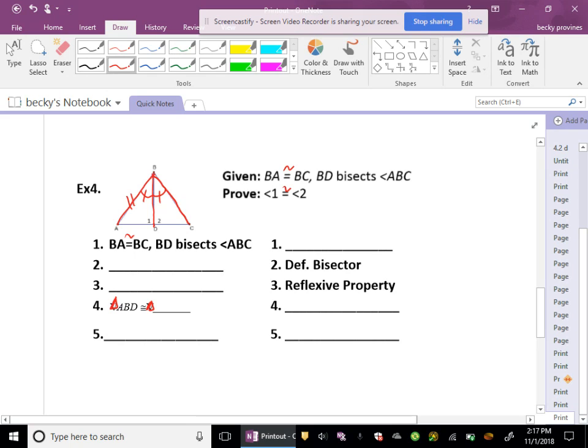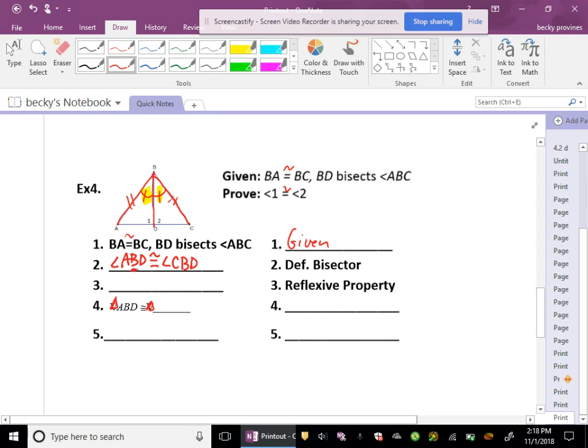AB is congruent to BC. And all of this is given. Now, I already have it on my picture, but I need to put it within the proof what the definition of bisector told me. The definition of bisector told me that these 2 angles I just highlighted in yellow are congruent. So let's label those and use 3 letters. So that would be ABD is congruent to the one here on the right, which is CBD.